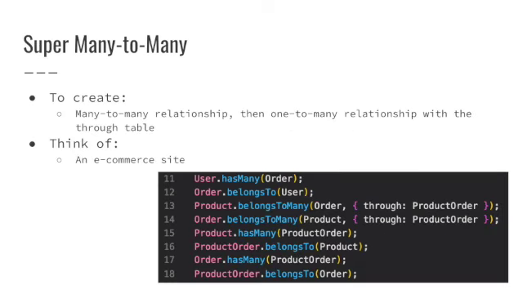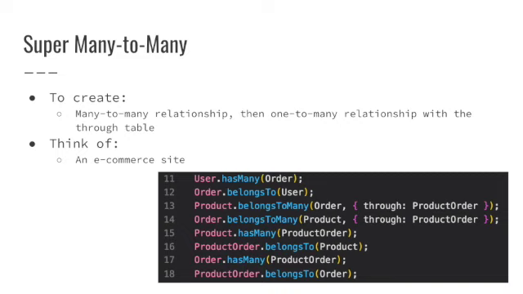And the last thing I'll mention is a super many-to-many relationship. This type of relationship makes it a lot easier to eager load. To do this, you create associations between models and the through table. For example, let's think of an e-commerce site. A user has many orders, and an order belongs to a user. Order belongs to many product, and a product belongs to many order.